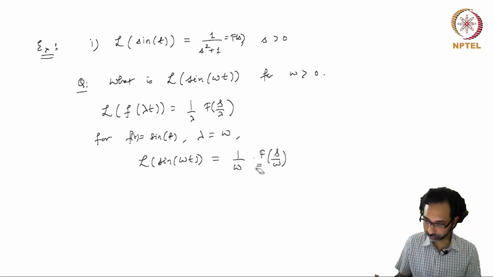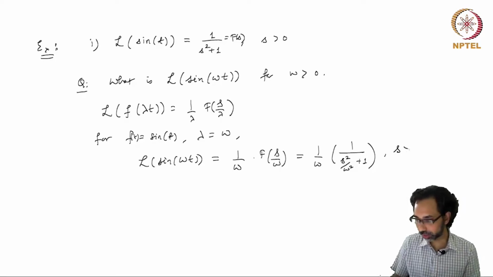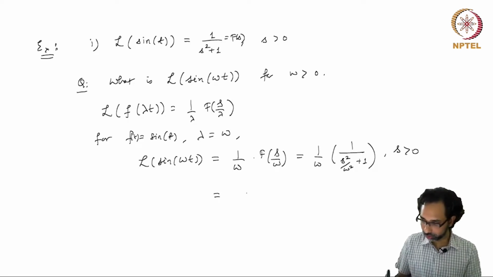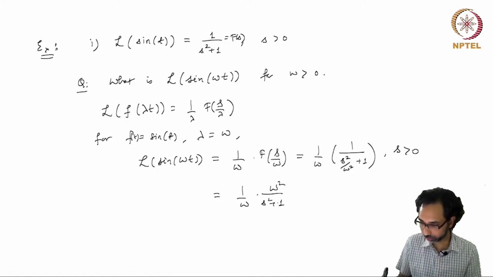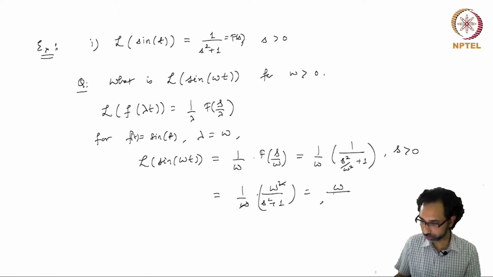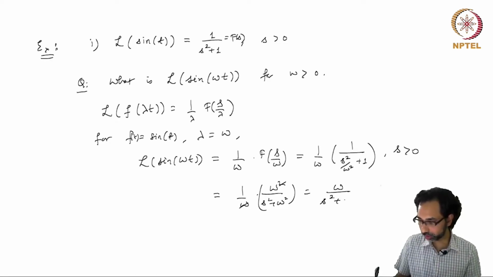So this is 1 over omega times 1 over s squared by omega squared plus 1, and this is defined for s greater than 0 again, because omega times 0 is just 0. So in the end you get 1 over omega times omega squared over s squared plus omega squared, and one omega cancels out, so you get omega over s squared plus omega squared for s greater than 0.